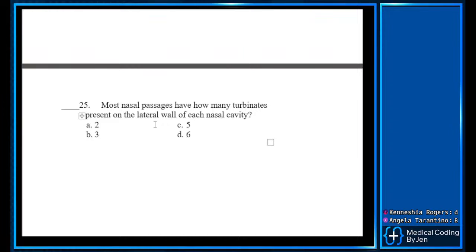Y'all can put in chat what you think the answer is. Do we have 2, 3, 5, or 6?